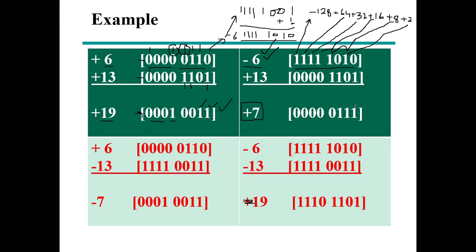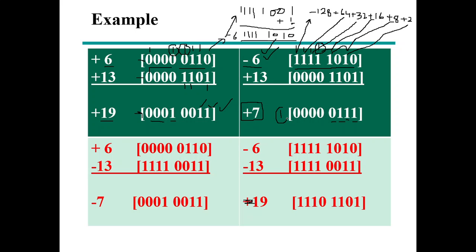So 0 plus 1 is 1. This is fine. 1 plus 0 is 1. 0 plus 1 is 1. 1 plus 1 is 2, which is 1 0, so 0 and 1 carry. So 1 is carried here. 1 plus 1 plus 0, 2, 0, 1 carry. 1 plus 1 plus 0, 2, 0, 1 carry. 1 plus 1 plus 0, 2, 0, 1 carry. 1 plus 1 plus 0, 2, which is 1 0, so 0 and 1 carry.